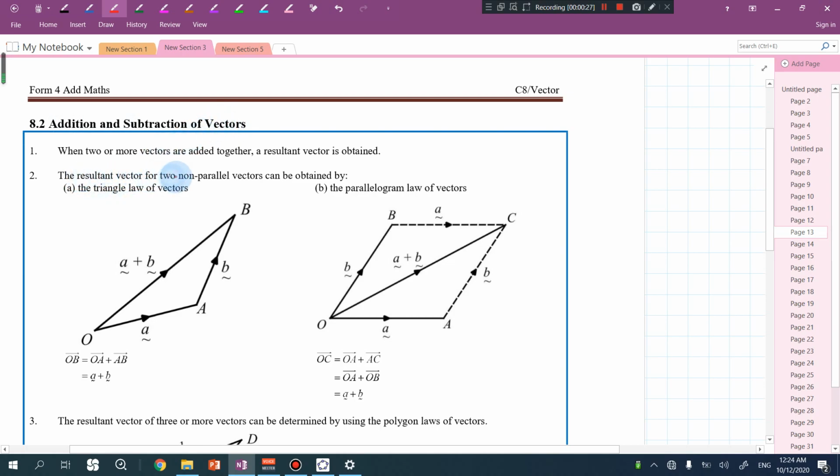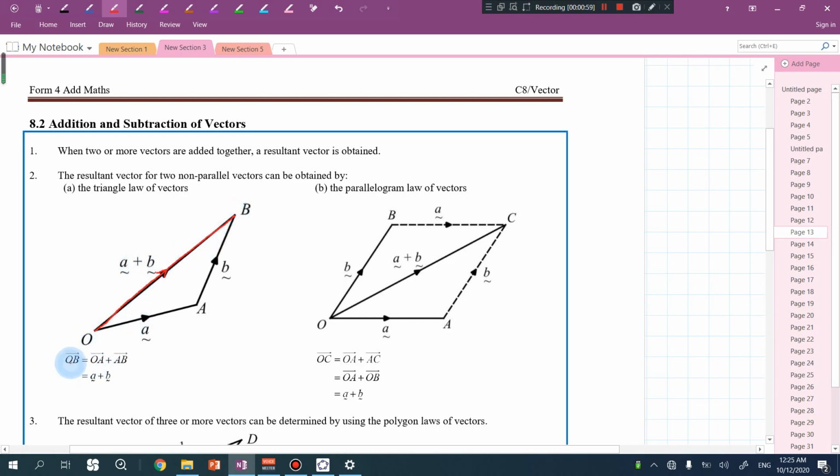Now, here we are talking about additions and subtractions of vectors. The resultant vector of two non-parallel vectors can be obtained by the triangle law or the parallelogram law. If this is a vector A and this is a vector B, where is the resultant vector of A and B? It means A plus B, so A plus B will be over here. This is the resultant vector of A and B, A plus B.